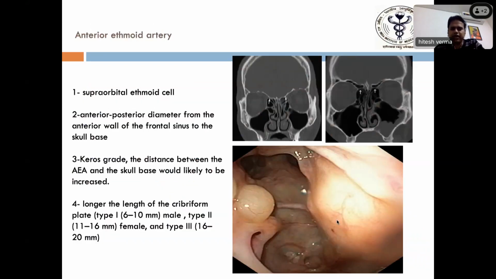Then comes the anterior ethmoid artery. Normally, in 90% of the cases, the anterior ethmoid artery runs within the cranial cavity, like in this photograph. But in this, which is a Kennedy nipple, it is running inside the nasal cavity.